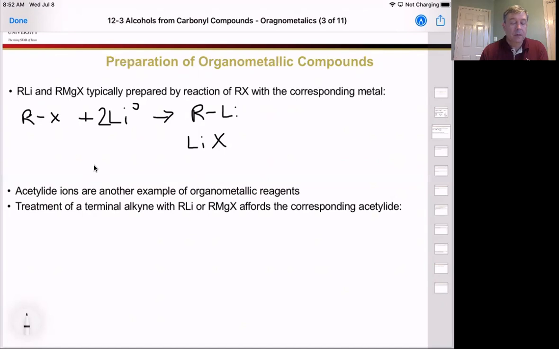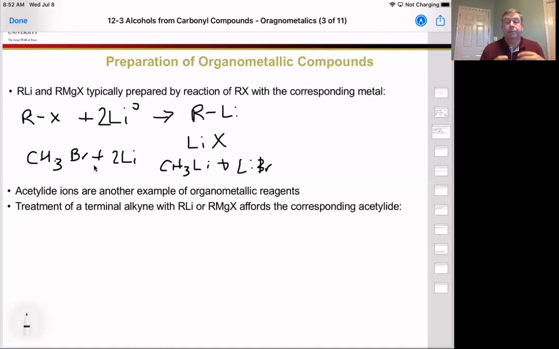For example, a simple reaction would be to take something like methyl bromide plus 2 equivalents of lithium, which would yield your methyl lithium reagent and lithium bromide. These are typically done in solvents like ethers and hydrocarbons like hexanes and pentanes, but they can be done in things like diethyl ether and THF.